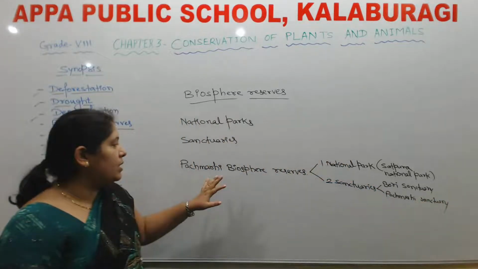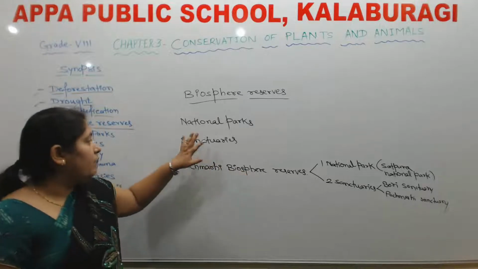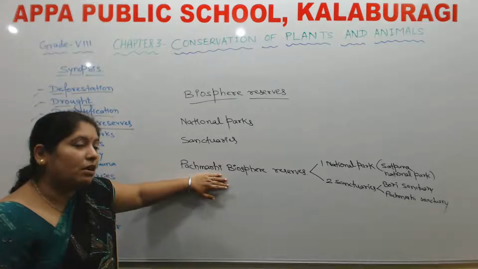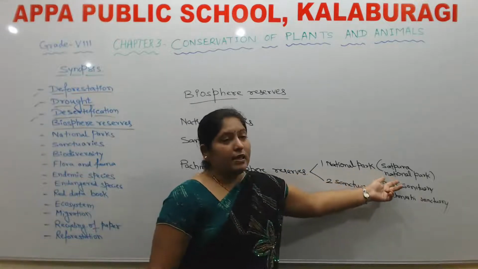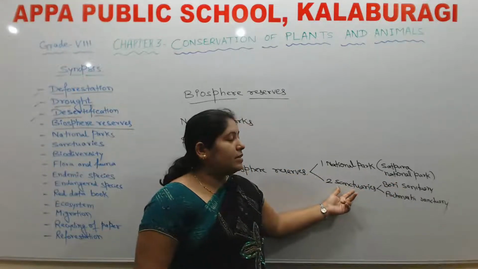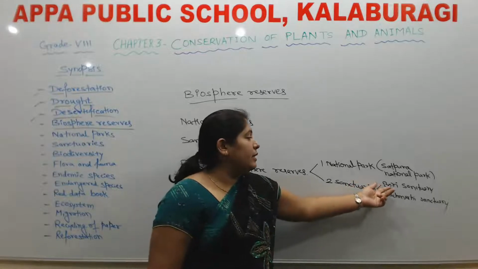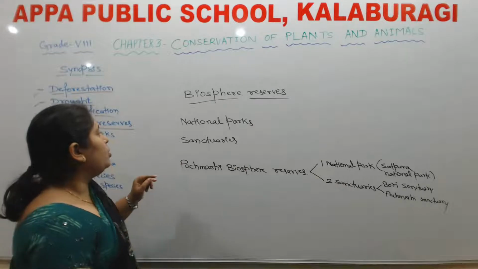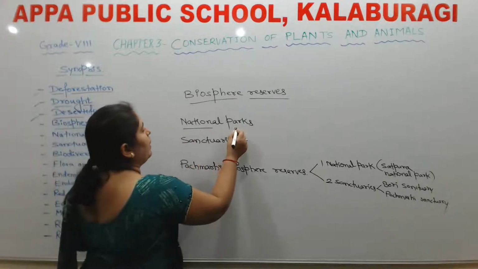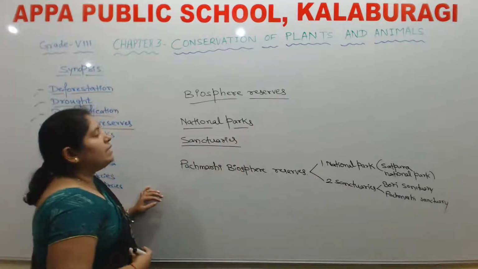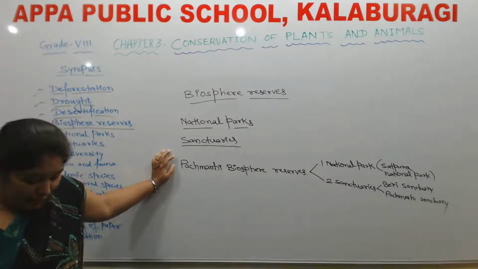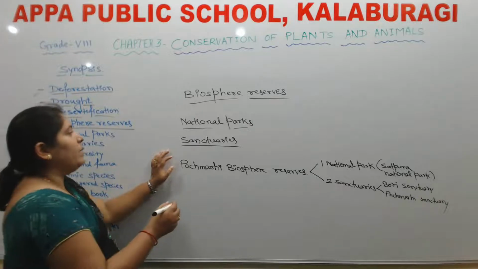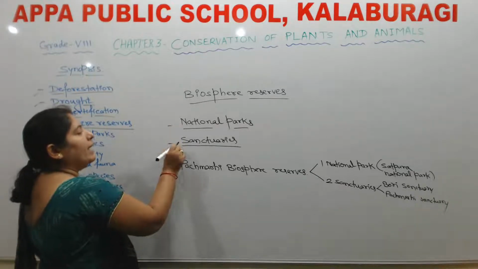Right, students? Just remember the biosphere reserves with respect to this Pachmari Biosphere Reserve. This Pachmari Biosphere Reserve consists of one national park called Satpura National Park, and two sanctuaries, that is Bori Sanctuary and Pachmari Sanctuary. You should also know what a national park and a sanctuary are. National parks are a very big area of protected land.